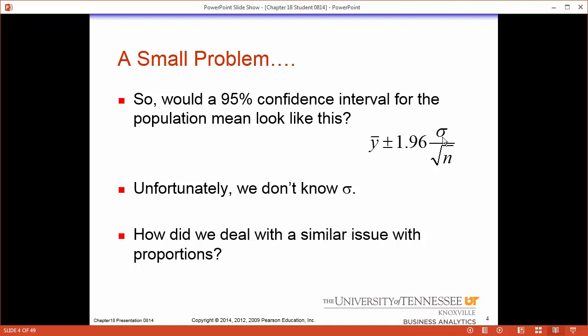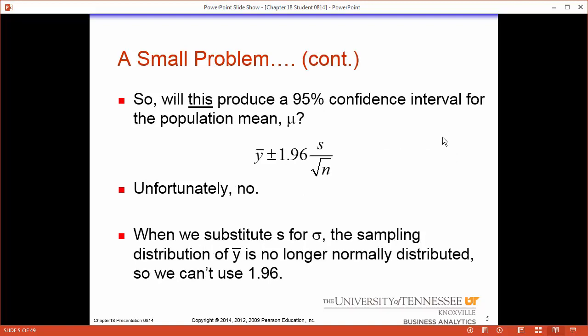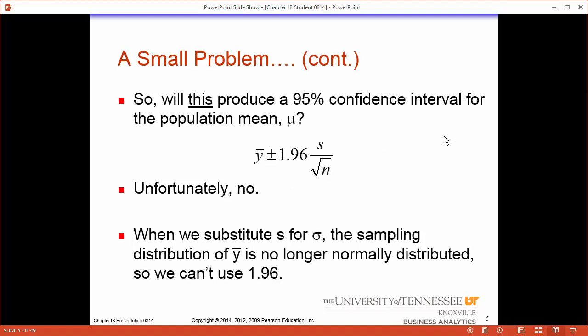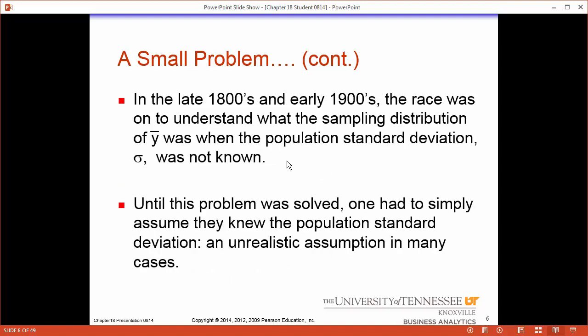We're stuck. So let's use S instead. But that's not going to work either, because no longer do we have a normal distribution. In this instance, we're going to just try to plug in S, because we don't have sigma, which is the true standard deviation. We have the sample standard deviation, but now 1.96, there's a problem with that. We can't use that. So what can we do?